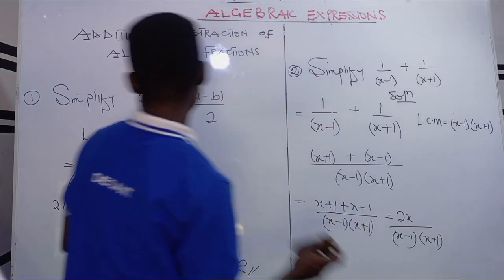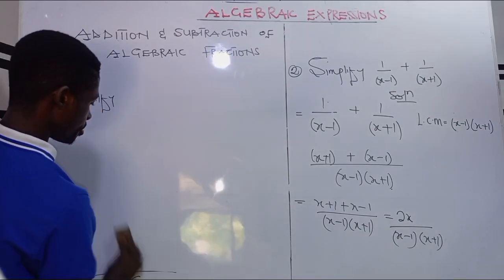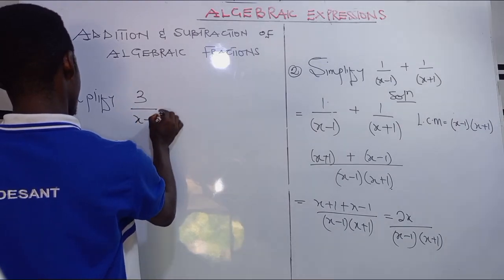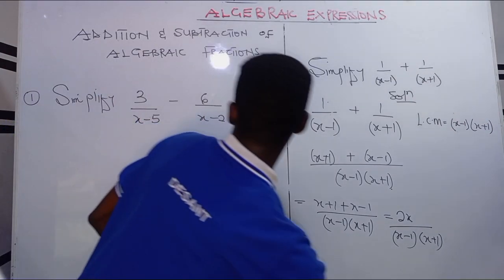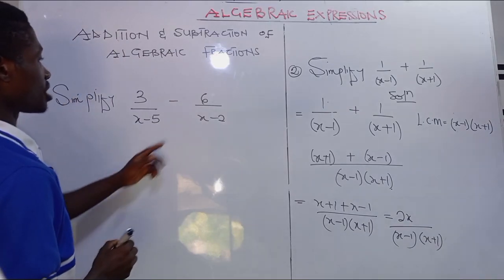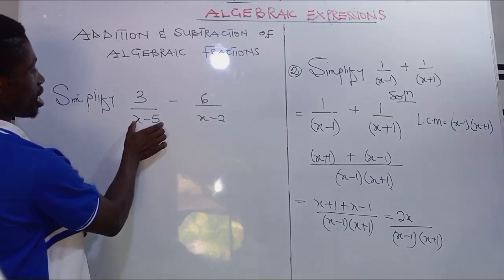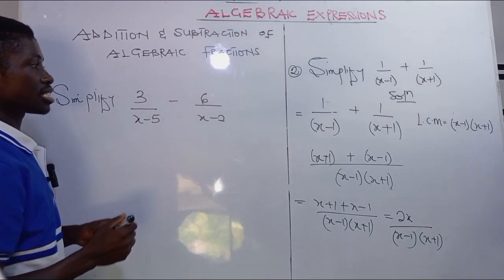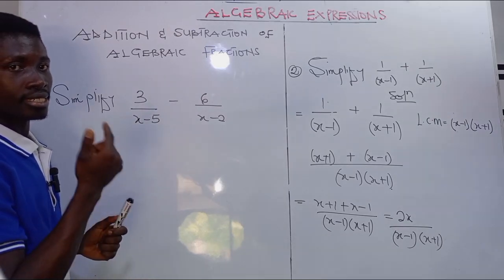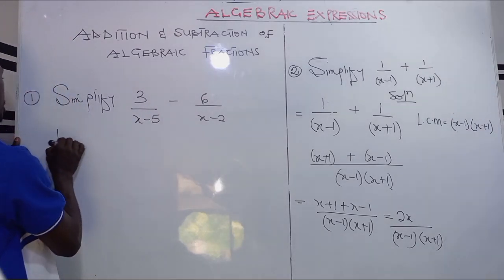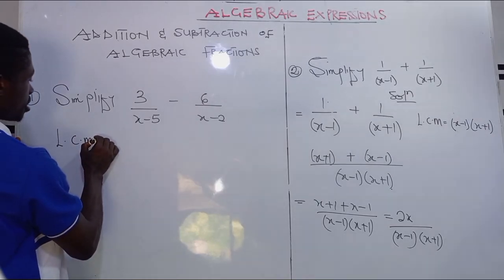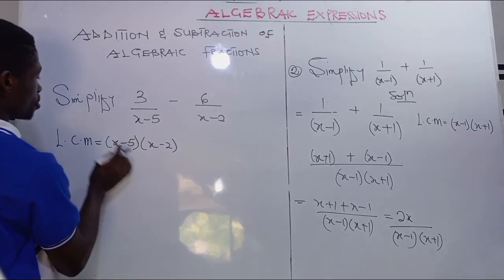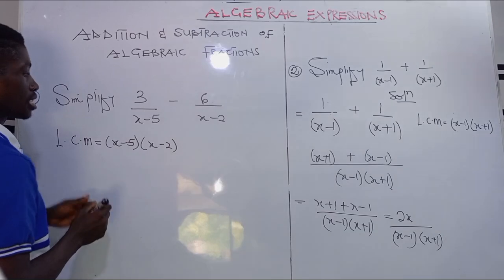Let's take our next example. So we are to simplify these algebraic fractions together. So we have a fraction with denominators x minus 5, x minus 2. The first thing that we are supposed to do is to find the LCM, lowest common multiple. So the LCM of the denominators x minus 5, x minus 2 is what? x minus 5, x minus 2.